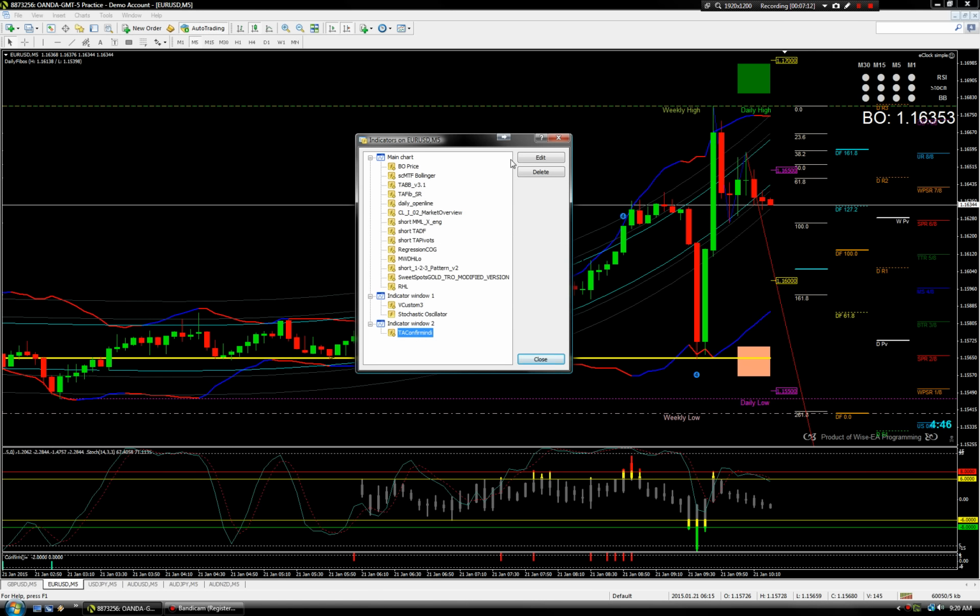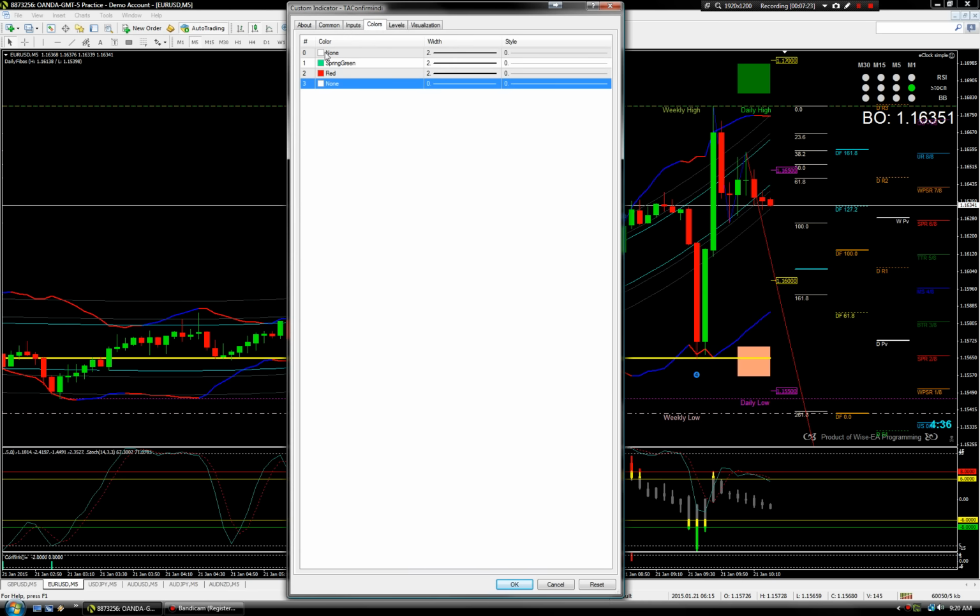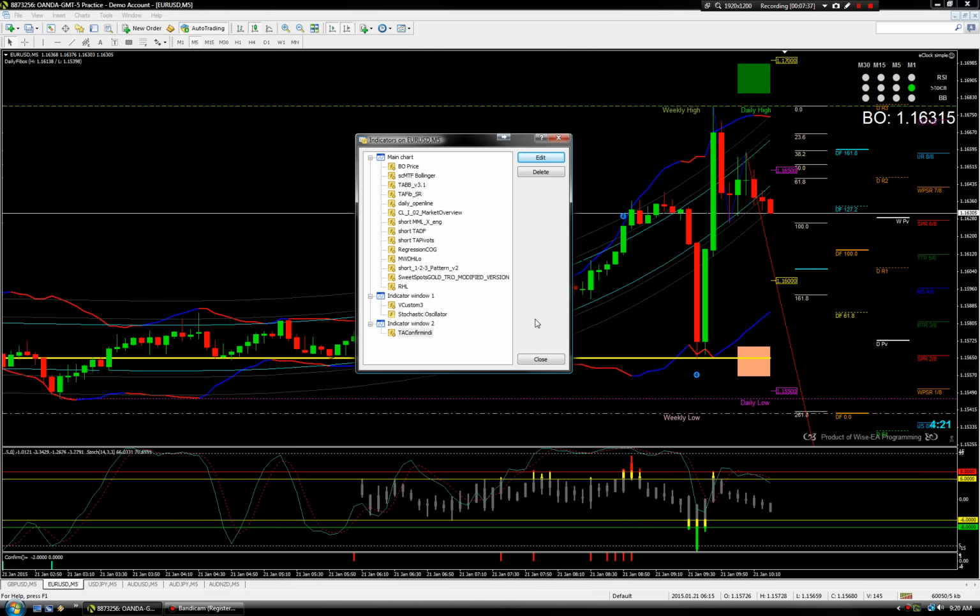And last one, TA confirm. If we go into edit, remember on colors, this one's important. Inputs, we don't care, they're all correct. Colors though: none, spring green, red, none. I'm reading that one off because I keep seeing people have it wrong on their charts. You can do levels, just instead of deleting them, go to none. And it gives you a nice clean one there.